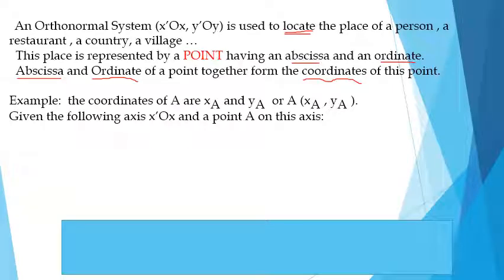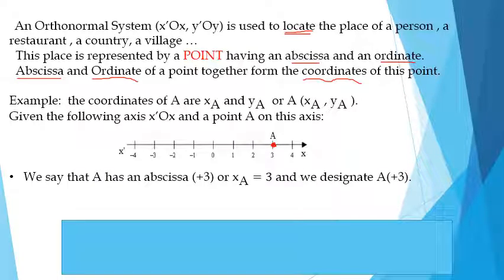Example, the coordinates of A. We have XA and YA. XA means the abscissa of A and YA is the ordinate of A. Given the following axis and a point A on this axis, since we have here point A, do you see it? Since we have only the abscissa or x prime x axis, then A has an abscissa of 3. Or I can say XA equals 3. We designate it as A of abscissa plus 3.